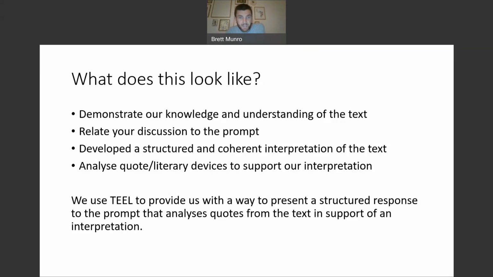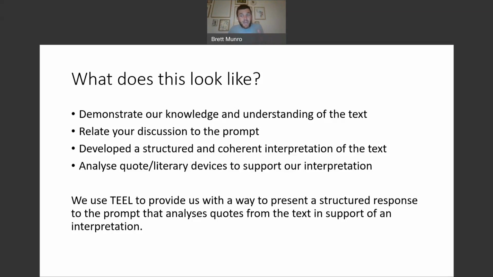Now, we use TEEL to provide us with a way to do this. It allows us to present a structured response to the prompt, and analyze quotes from the text in support of an interpretation. Each of the individual steps enables us to do this effectively. So we use our topic sentences to demonstrate our knowledge and understanding of the text, to establish that interpretation, and also to make those connections to the prompt.